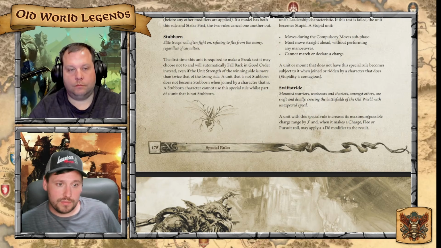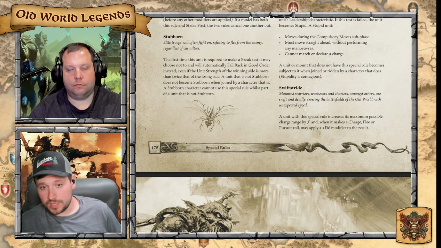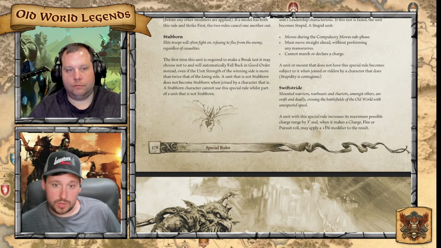Now, they could have changed the rules and said, okay, Swift Stride's only a D3, or okay, all infantry gets to charge a little bit farther. They didn't do those things. Instead, what they just made it be that if you don't charge, you're just in a lot better position than you used to be, which was to be completely screwed.